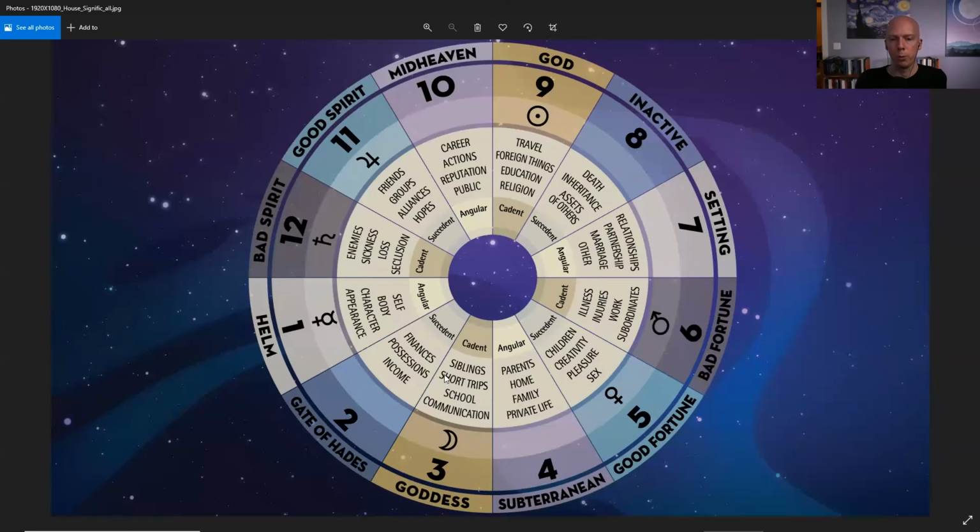Yeah, that's pretty perfect. Here is again that houses diagram, just to show you I'm not making that up. In the third house, short trips, one of the things that falls under that is driving your car around your neighborhood or locally, as opposed to the ninth house, which is foreign travel, like getting in a plane and flying to a different country. Right. Yep.